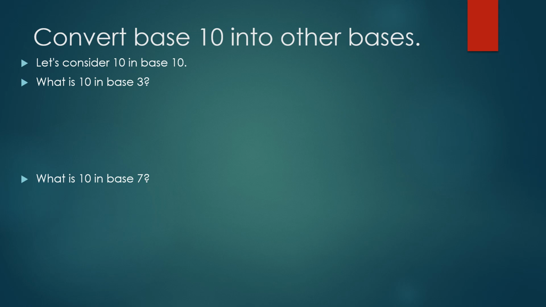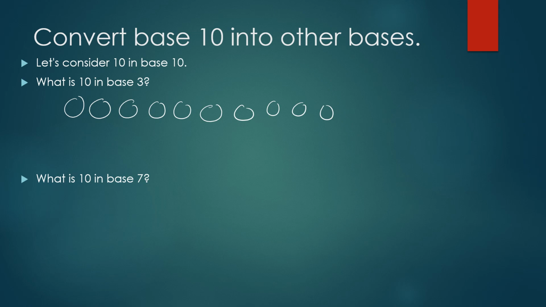Let's consider 10 in base 10. Now we know that 10 in base 10 is 1 group of 10 and 0 groups of 1. That's literally what 1, 0 means in this case. Let's draw that picture. 1, 2, 3, 4, 5, 6, 7, 8, 9, 10. So in base 10, we have 1 group of 10. But what about base 3? Base 3 is we're going to break it up into different size groups.